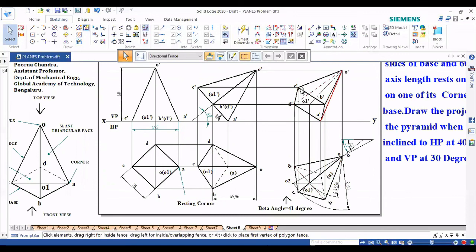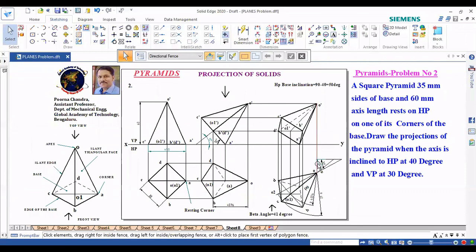Then project up and join. So the base is visible, join the base first. Then the upper slant edges are first visible. Join OC dash, O dash B dash. Then check for O dash A dash. If it is outside, it should be visible. If it is inside, it is hidden. So O dash A dash is visible, but the hidden one is O dash D dash, since it is near to XY and far away from the observer, right? So this is how the problem will be solved in projection of solids, and that too a square pyramid. It's problem number 2. So I think you understood this. Thank you.